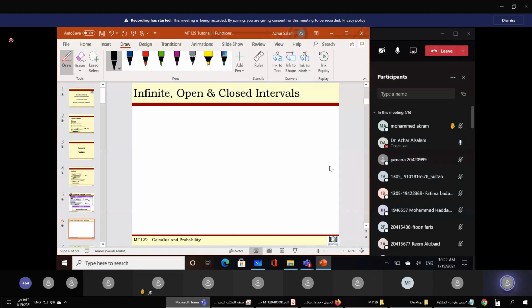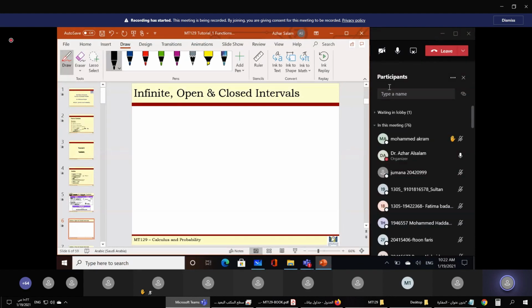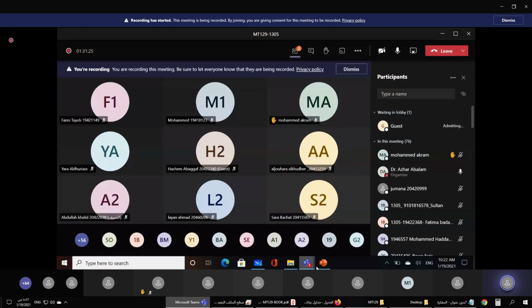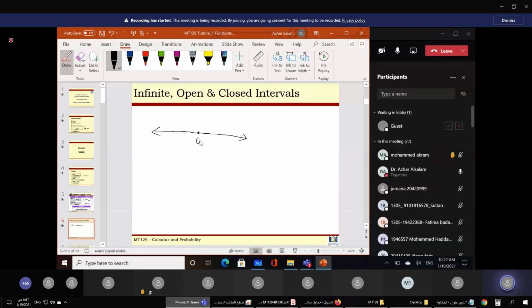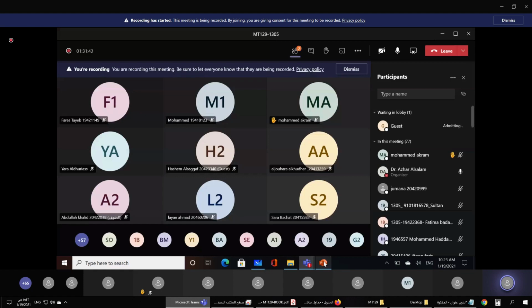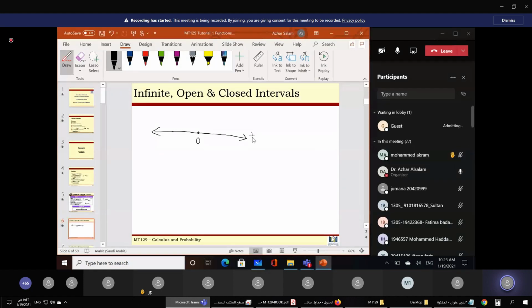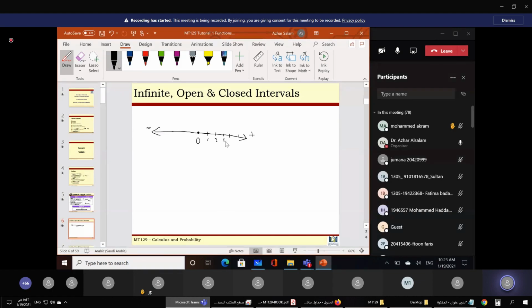Okay. Infinite and open and closed intervals. The intervals, what do I mean by the intervals? The interval is the number line like that, of course with a 0 in the middle. And here will be the positive, and on the left will be the negative. The positive numbers are to the right of the 0, and the negative numbers to the left of the 0. And the 0 is the origin. Of course, here I can divide it into the integers, 1, 2, 3, 4, and between them will be some rational and irrational numbers. And from here the negative, -1, -2, and -3. Okay? Do you have a question?